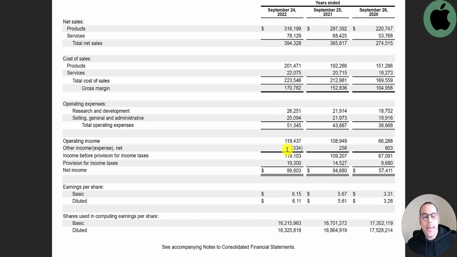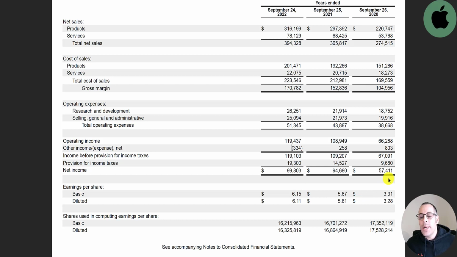Then below that is income before taxes, which is operating income plus or minus other income and expenses. And then of course taxes. So my net income is my income before taxes minus my taxes. So in 2022 it was $100 billion, in 2021 it was $95 billion, in 2020 it was $57 billion. And you should look at these numbers as a percent of revenue and also look at their percent increase or decrease over the years.